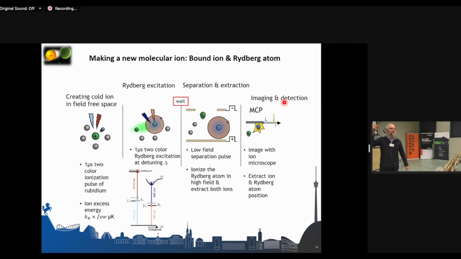You just take the ion alone, and then you look at the Rydberg atom signal, and it appears on the other side. It overtakes. It's quite interesting, but of course expected from classical simulations.